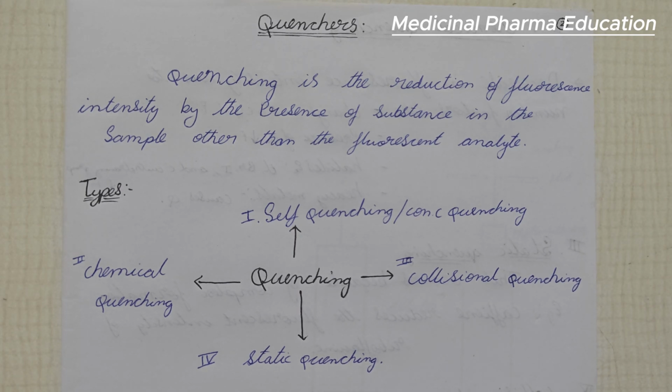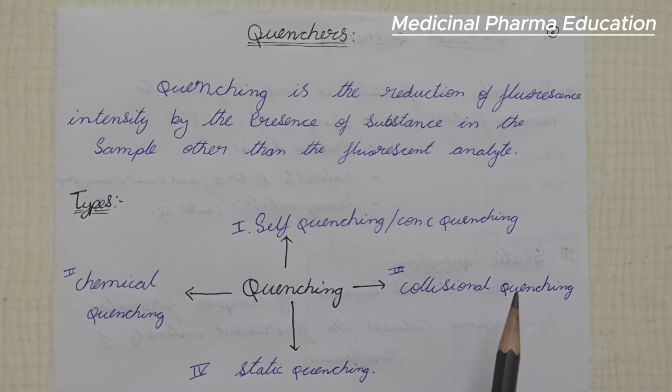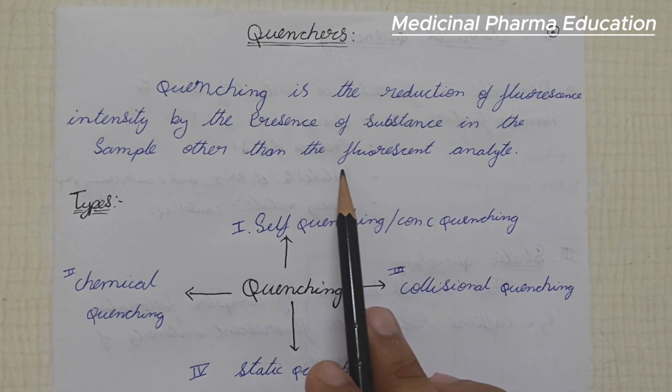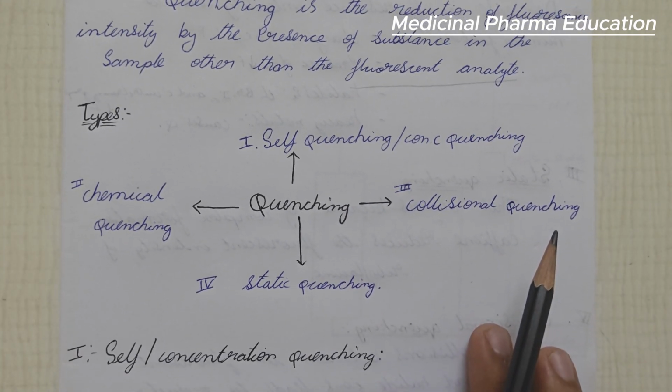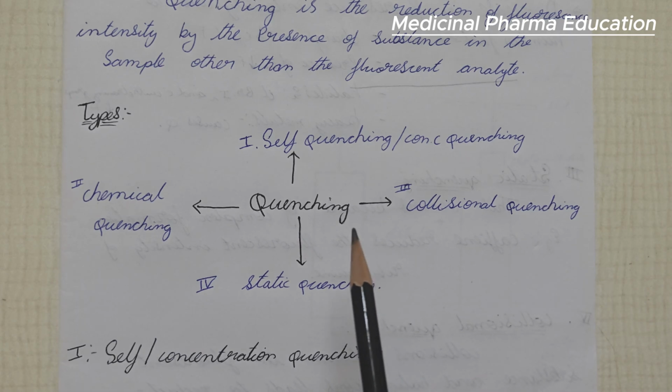Quenching is the reduction of fluorescence intensity by the presence of a substance in the sample other than the fluorescent analyte. Here quenching is just defined as the substance which is present in the sample which decreases the fluorescence of a fluorescent analyte. We already studied quenching in the factors affecting. Quenching is nothing but something which reacts with the fluorescent analyte and decreases the fluorescence. This is the main concept of quenching.